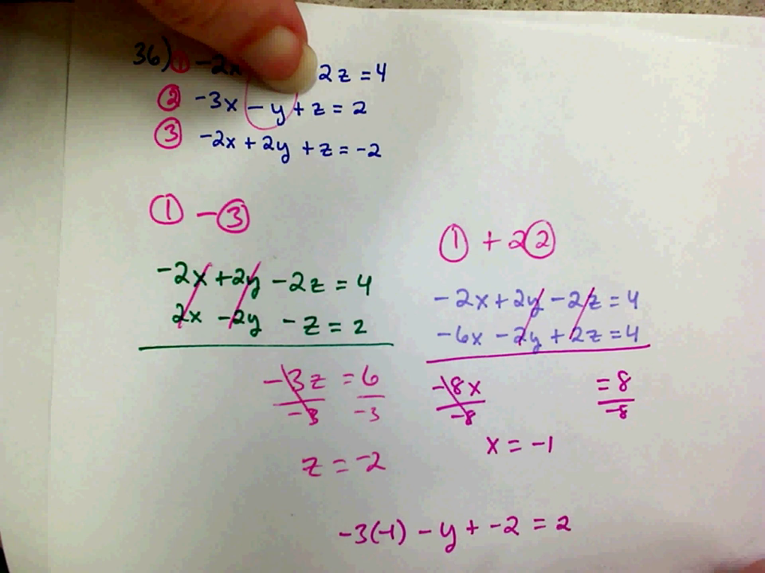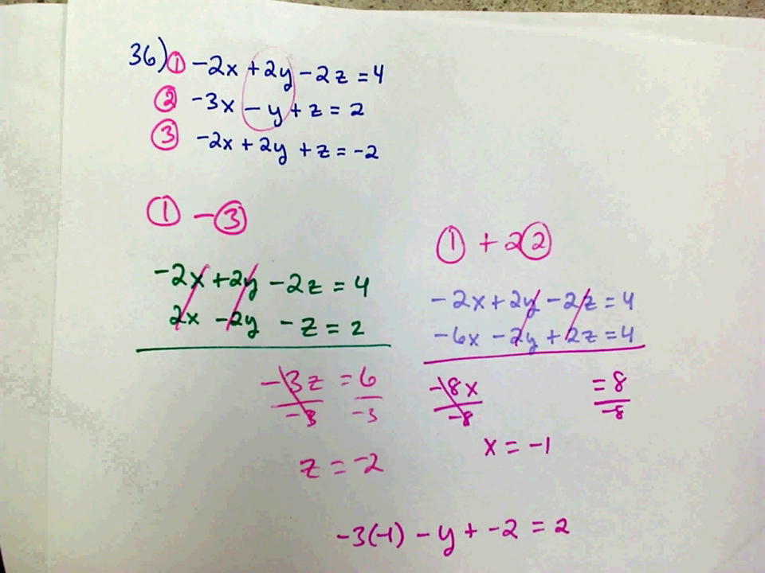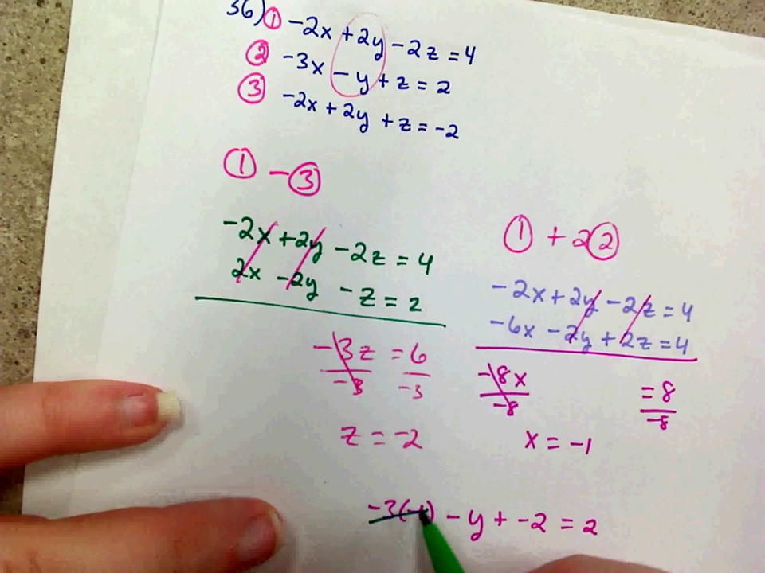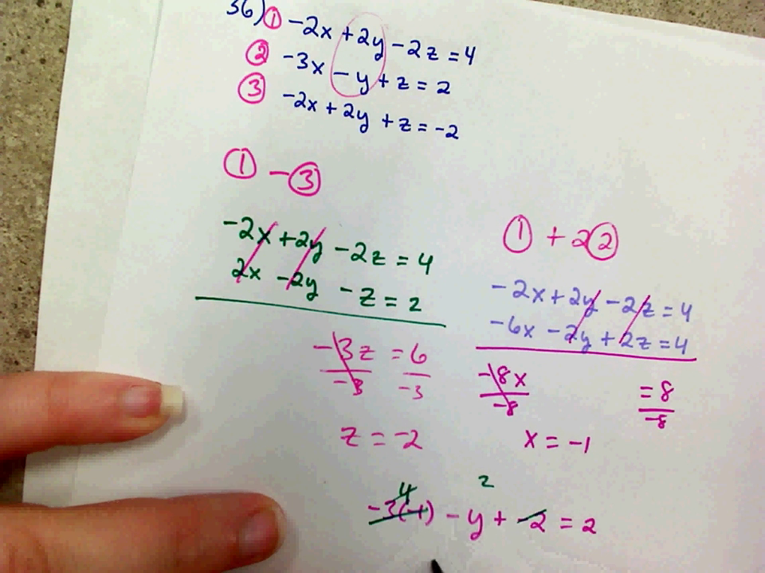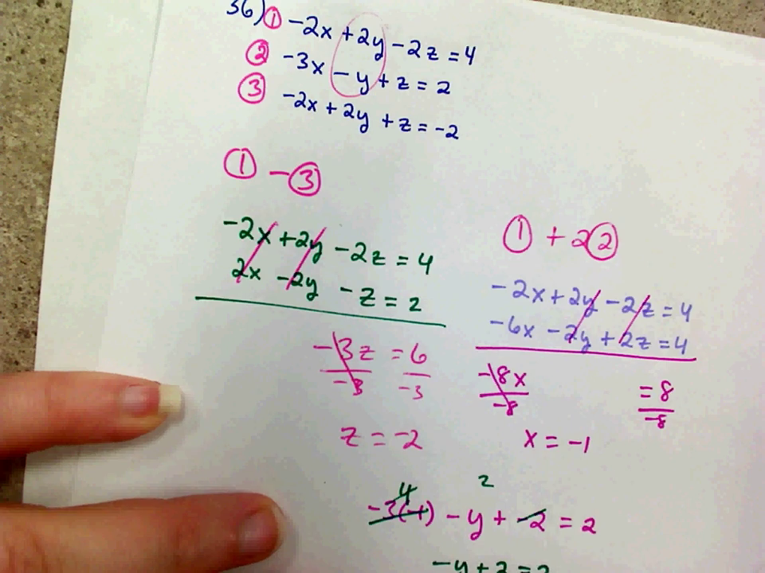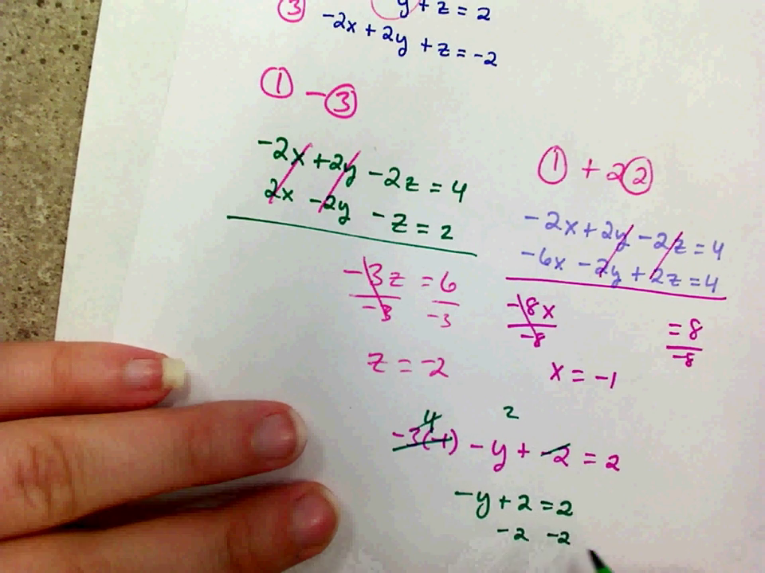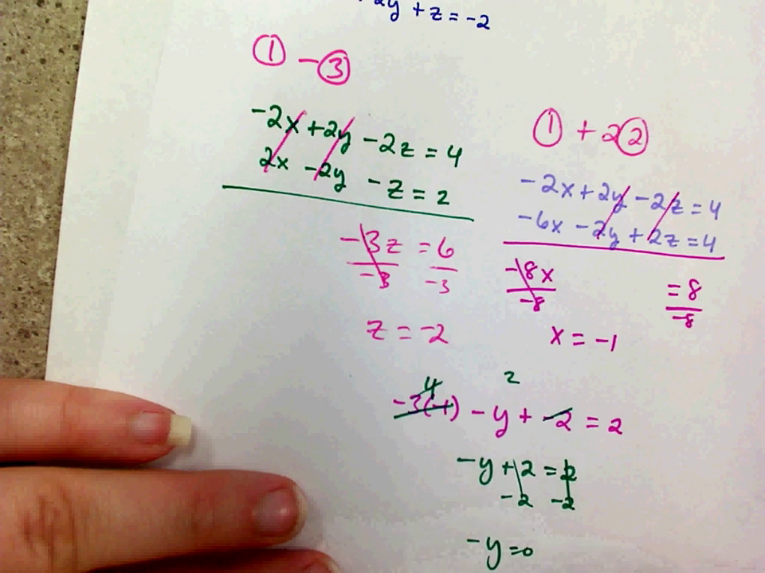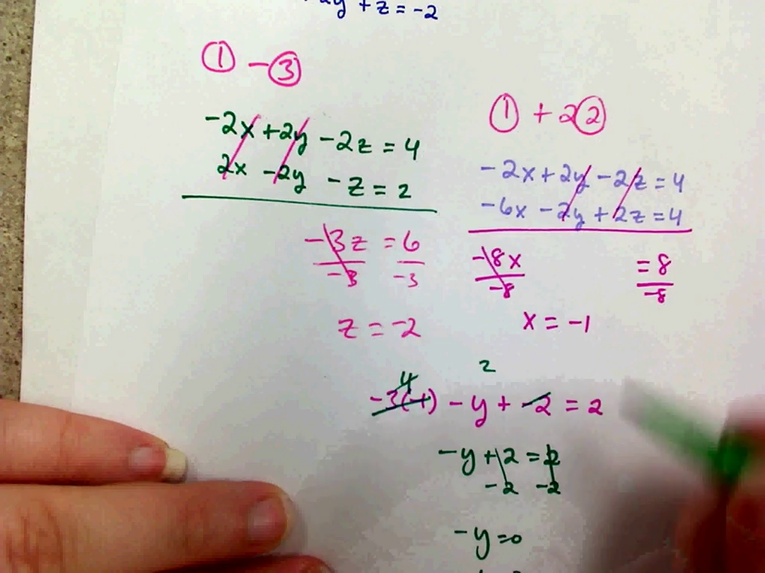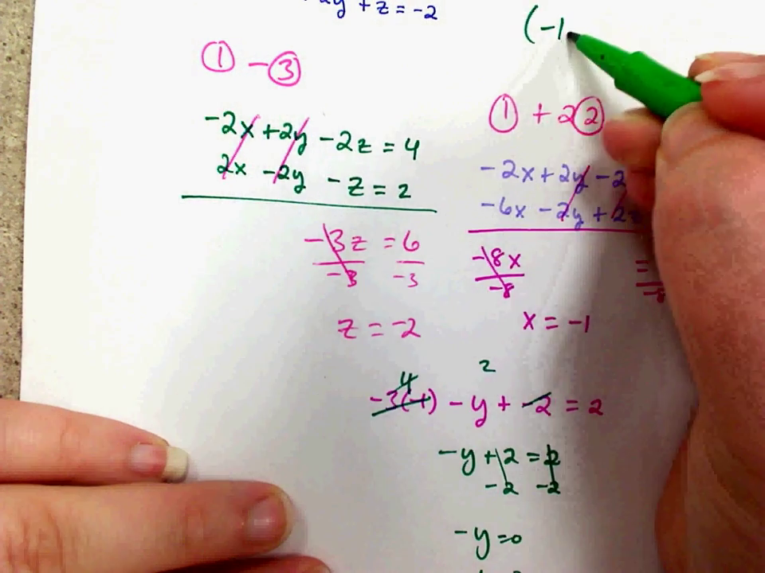So I've got a 4 and a negative 2. 4 minus 2 is 2. So I've got negative y plus 2 equals 2. If I subtract 2 over, I get negative y equals 0, so y equals 0. So what I have is x, y, z. X is negative 1, y is 0, z is negative 2.